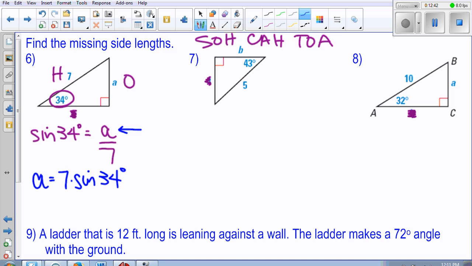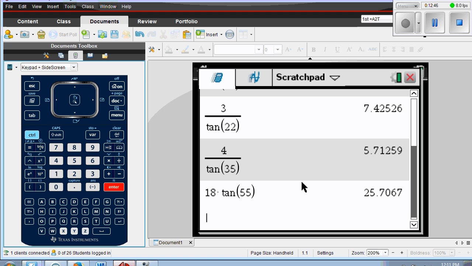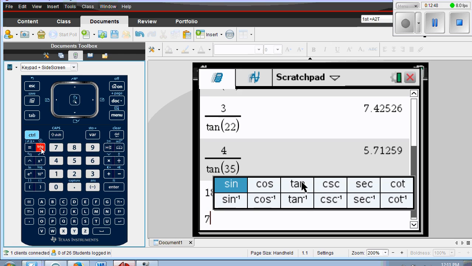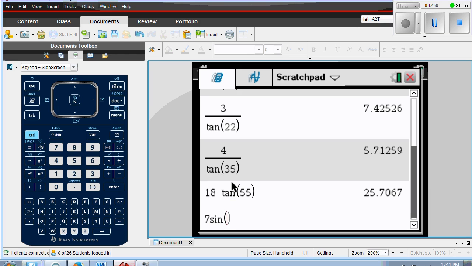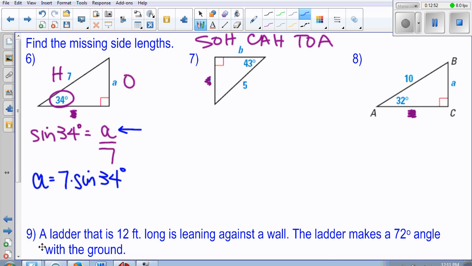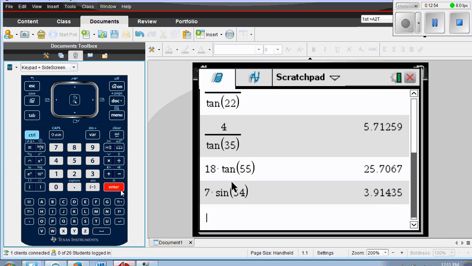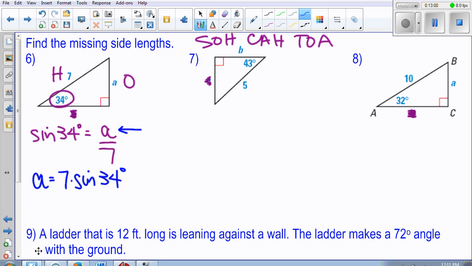So again, going to go to the calculator. We're going to say, 7. This time we used the sine ratio, and I believe it was 34 degrees. So we're going to type in 34, and my missing side length in this picture, 3.9. So I'm going to copy that down. A is approximately 3.9.